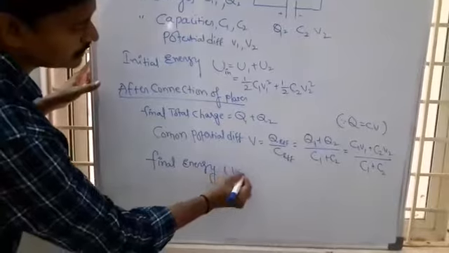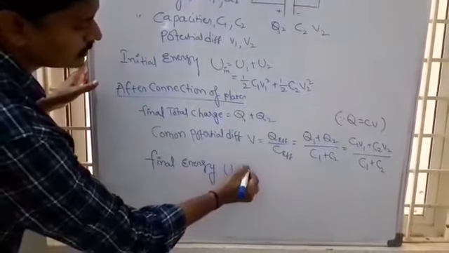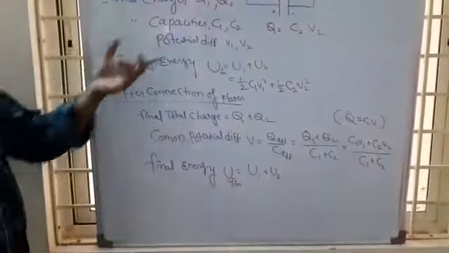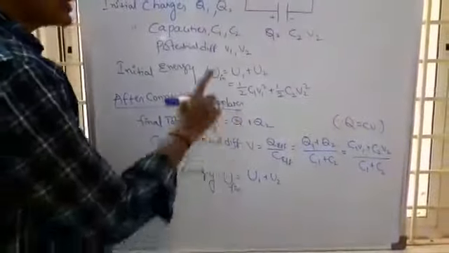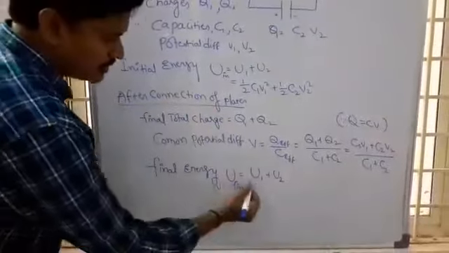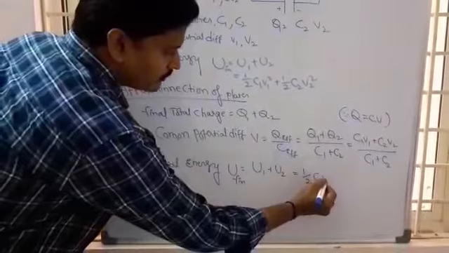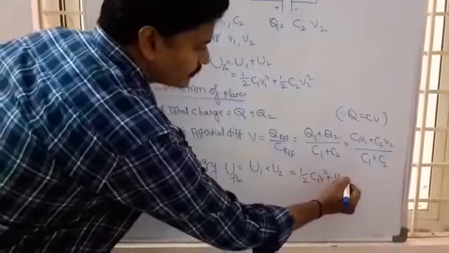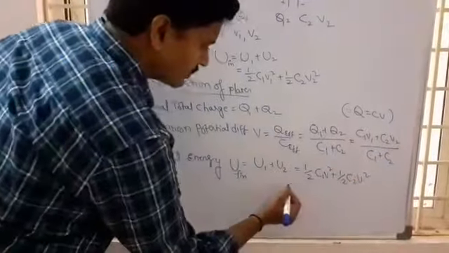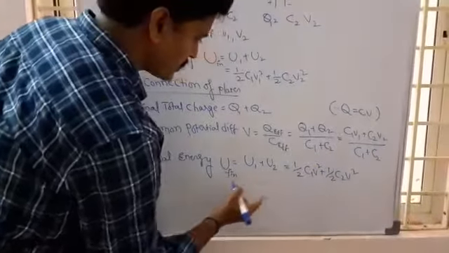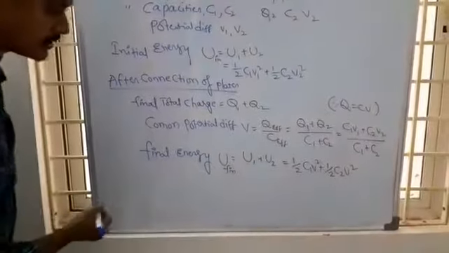Next, the final energy is U, equal to U1 plus U2, after connection of this plug key. So U is equal to half C1 V square plus half C2 V square. Why? Because V is the common potential difference. So this is the final energy.